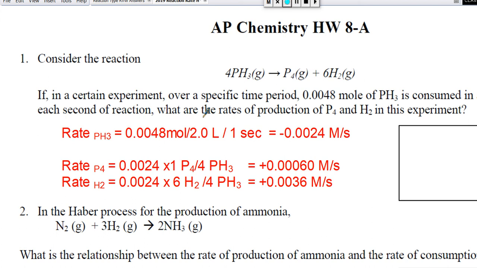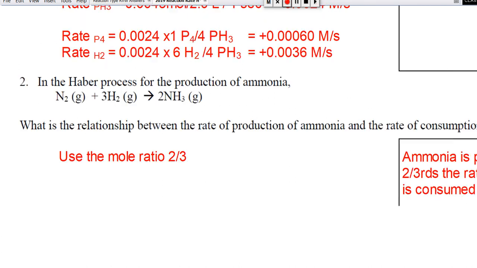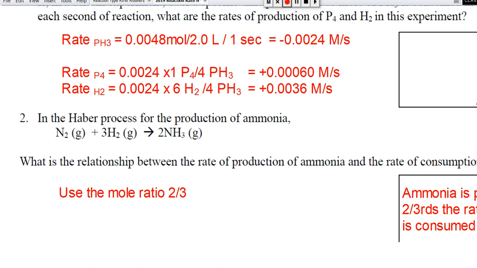And then for the other two, you can just apply the mole ratios between the two compounds, the one that we found and the ones that we're looking for. So that wasn't too bad. And then in number two, we're doing the same thing, except we're not supposed to actually do any math. We're just looking at the mole ratio between the two compounds in question. It's a 2 to 3 ratio. So ammonia would be produced at 2/3 the rate of hydrogen. Not too bad.